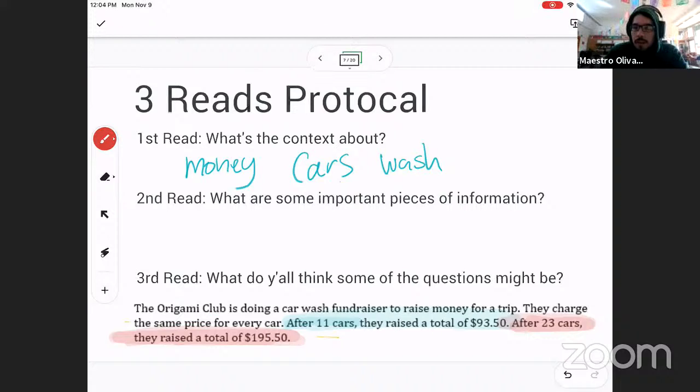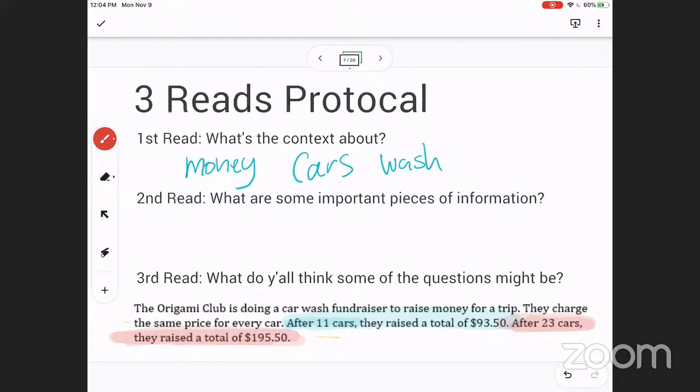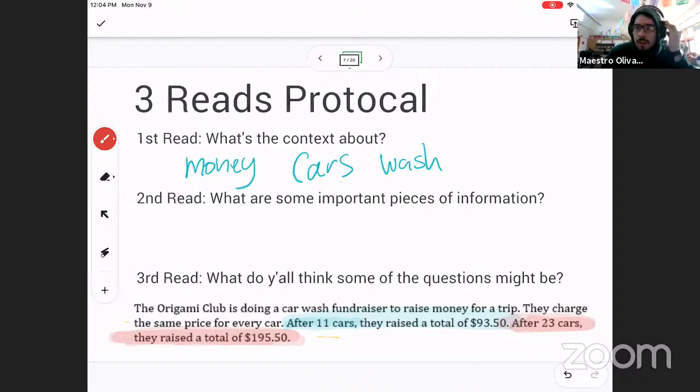No te estoy sacando, Edgar. Edgar, creo que lo que está pasando es de que tu internet se está cortando y te está sacando de la clase. Yeah, because nobody has co-hosts here.